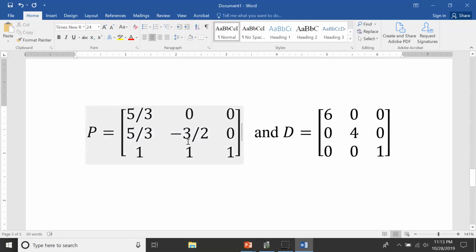So if we let this be the P and that be your D, then we get a diagonal matrix. And by the way, you can check this by plugging it into your calculator or any other way that you would like to check it. You can check it by hand too if you'd like. So there you go. A can be diagonalized.